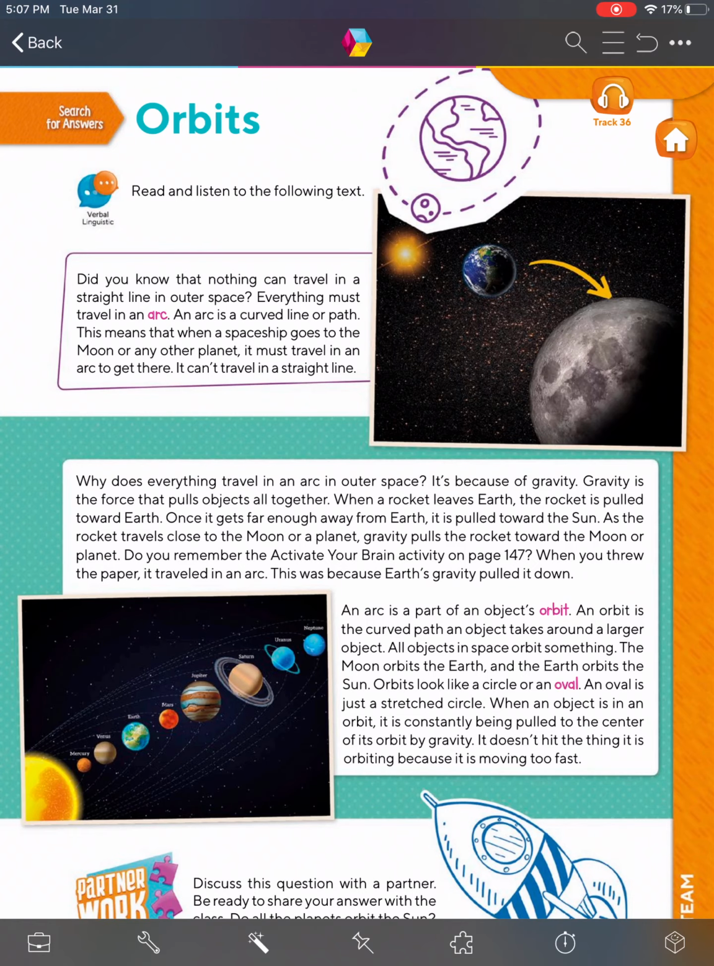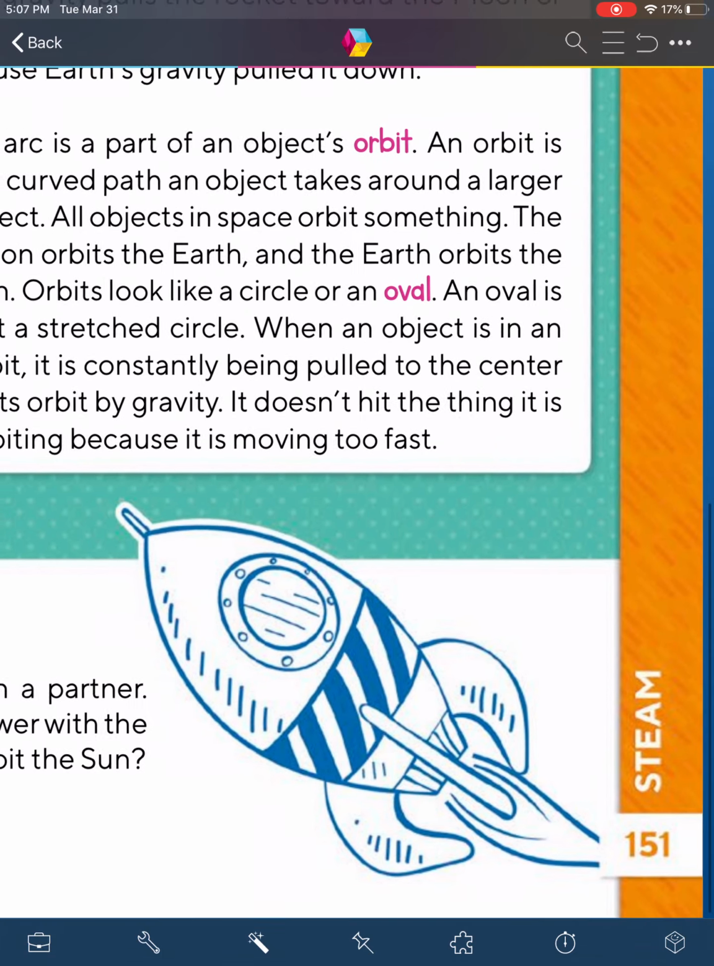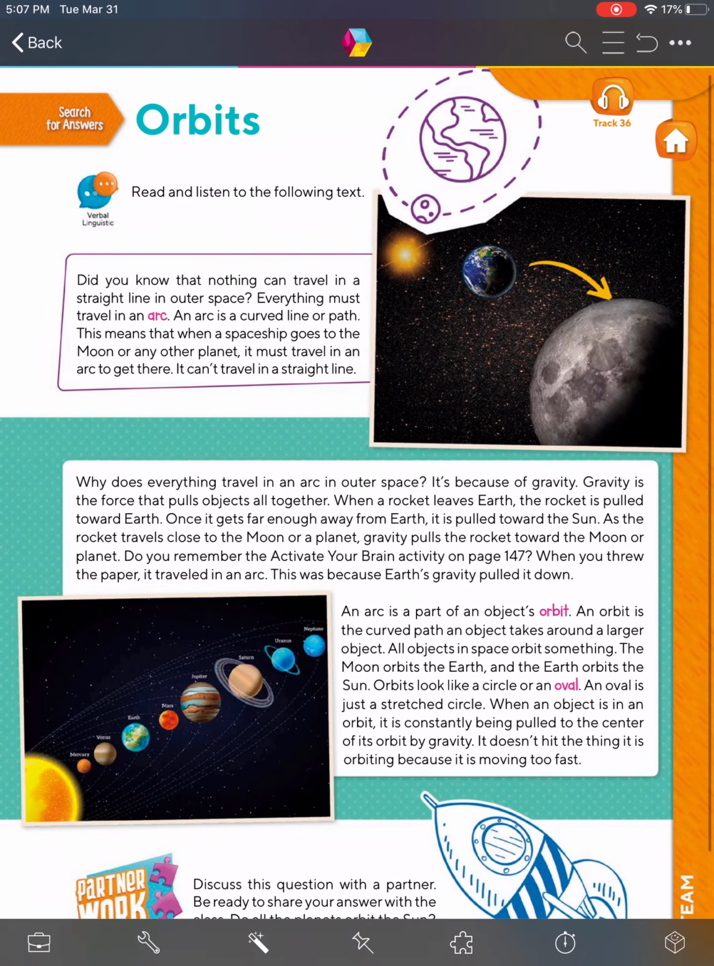To finish today's activities, we're going to the STEAM section on page 151. Okay? We've been talking about the solar system and its planets. We actually built a model, right, to know where each of the planets was located. So now we're going to talk about specific concepts such as orbits, okay?